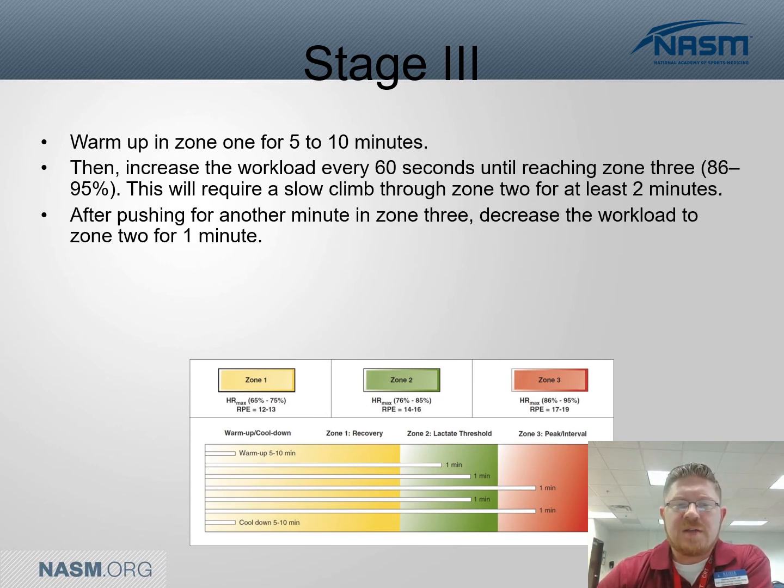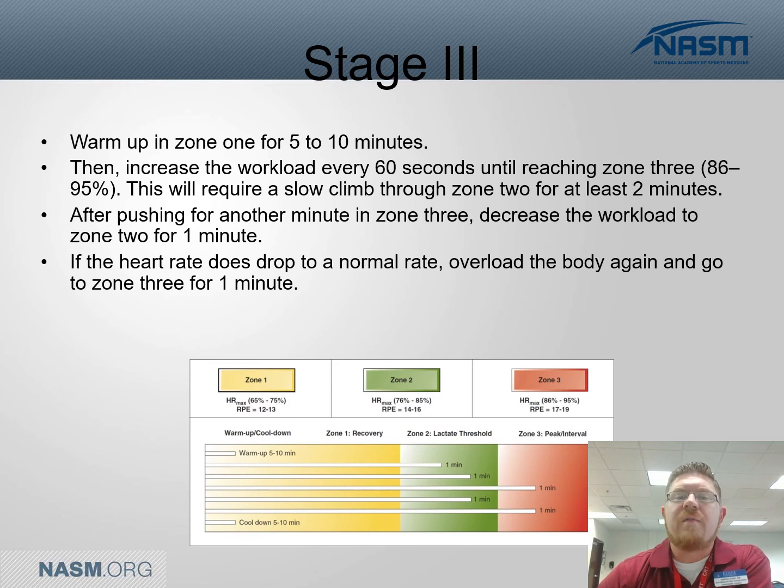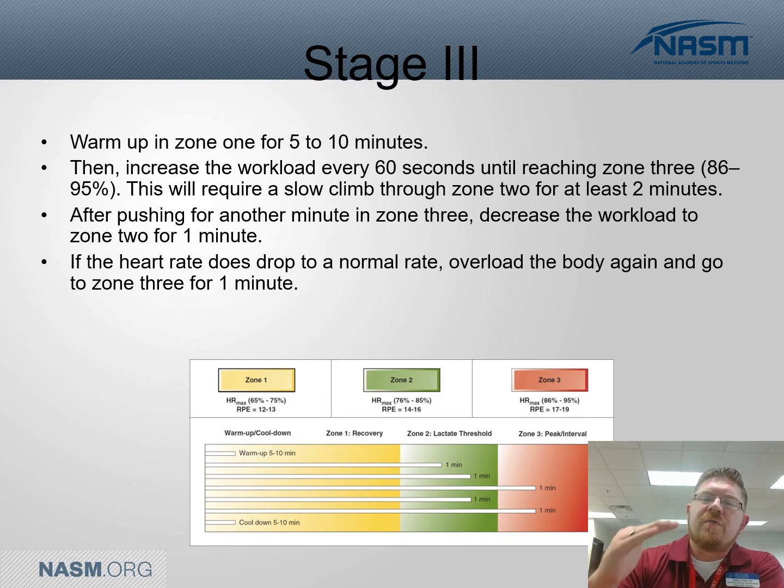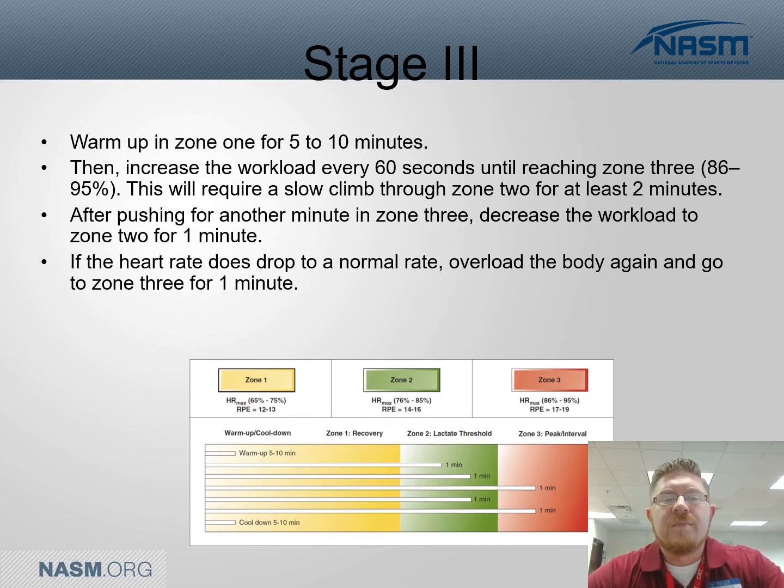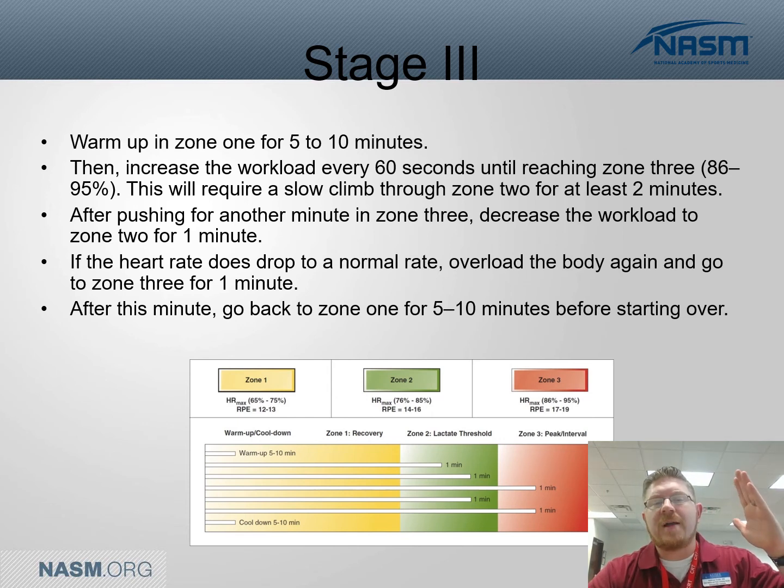Here they go. 5 to 10 minute warm up. Increase the workload every 60 seconds until you reach zone 3. This will require a slow climb through zone 2 for at least 2 minutes. So just little bit increments, incremental climb. After pushing for another minute in zone 3, decrease the workload to zone 2 for a minute. If the heart rate does drop to a normal rate, overload the body again. Go to zone 3 for a minute. After this minute, go back to zone 1 for 5 to 10 minutes before starting over.